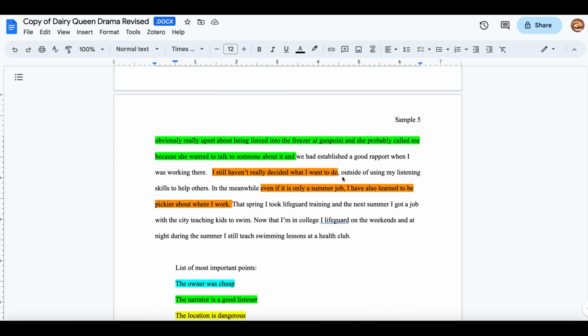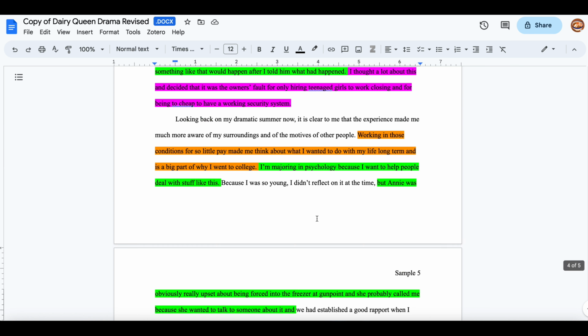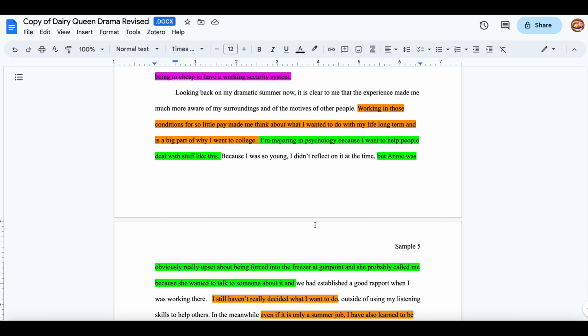"I still haven't decided what I want to do outside of using my listening skills to help others. In the meanwhile, even if it's only a summer job, I have learned to be pickier about where I work. That spring, I took lifeguard training." And we could use something here to refer to that. Let's just switch these two.